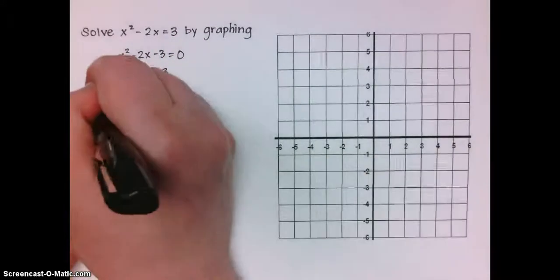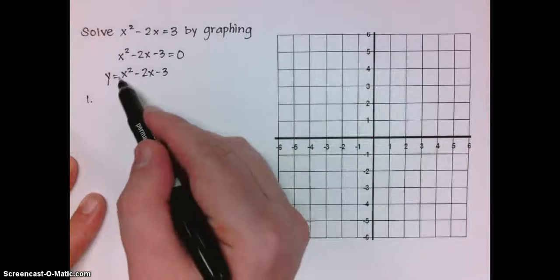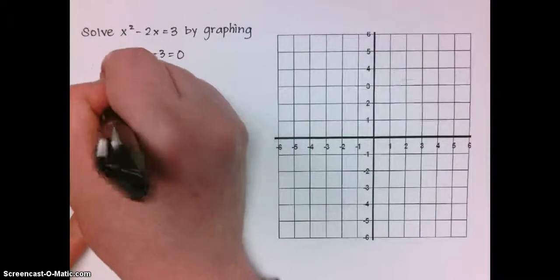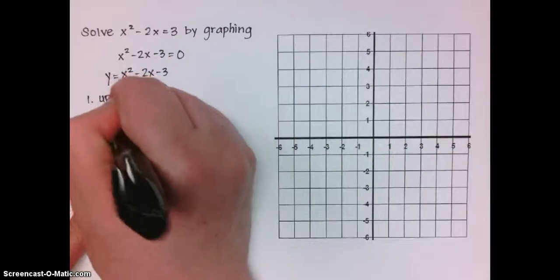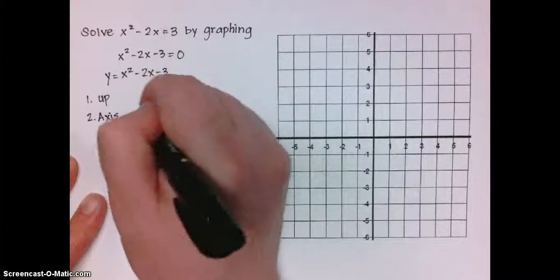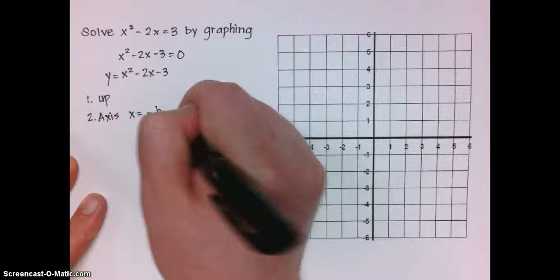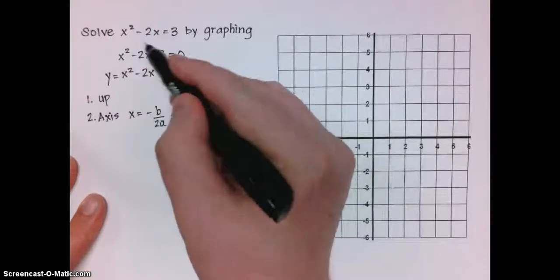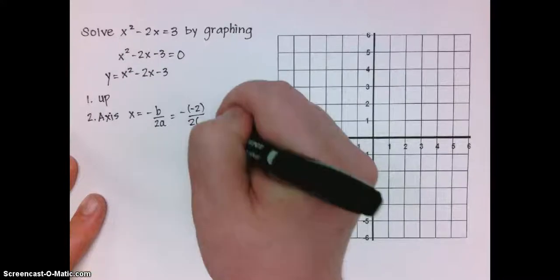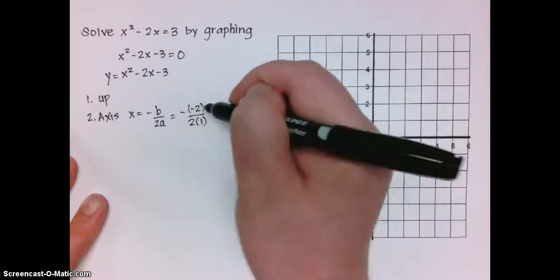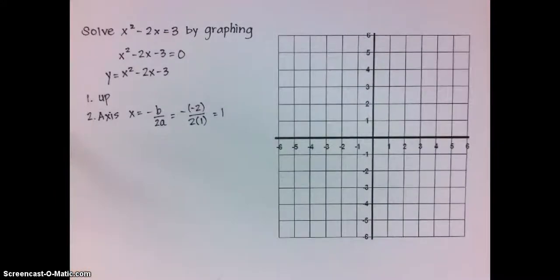Okay, to do that, first I want to look to see if it's pointing upward or downward. There's a 1 right there for the a, so it's positive, so it's going to be pointing upward. This is just some helpful hints to help me graph it. Next, I want to find out where the axis is going to be. That's going to be where x is equal to negative b divided by 2a. So the b in this instance is -2 divided by 2 times the a is 1. -2 is +2. 2 divided by 2 is 1. So the axis is going to be at +1.